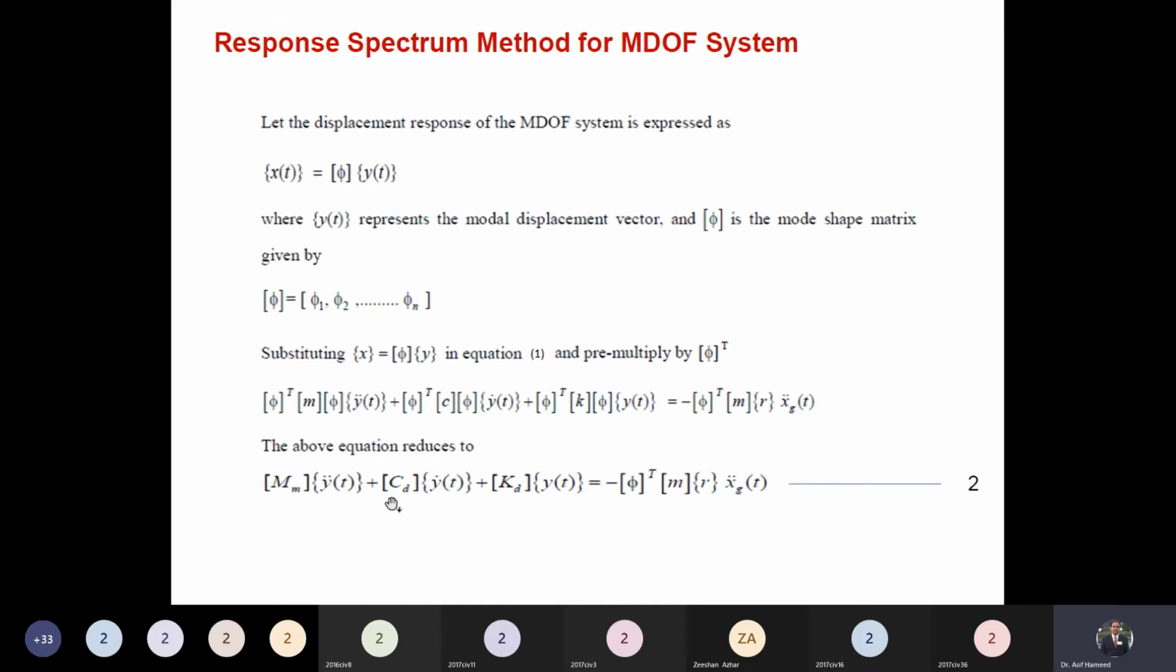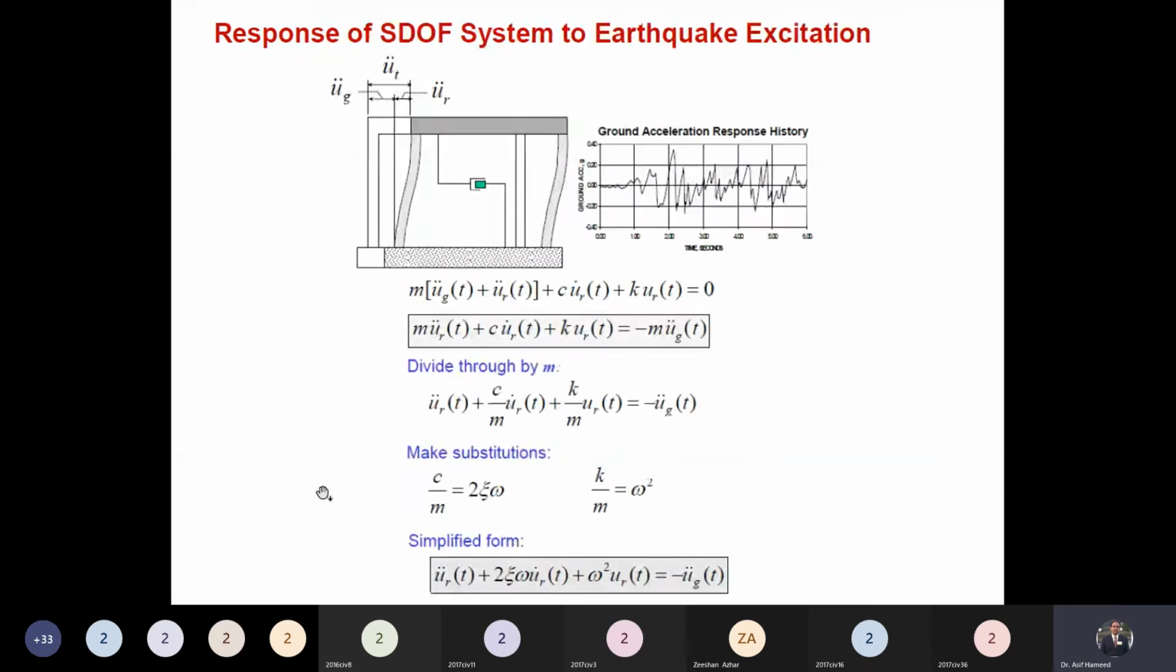How about here? C over M. And here? K over M. And then you can divide this term by M. Just like the single degree of freedom system, if you remember what we did just now, when you divide the whole expression by the mass, we have C over M, K over M, and then on the right hand side we have 1. So C over M is equal to 2 zeta omega and K over M is equal to omega n square.